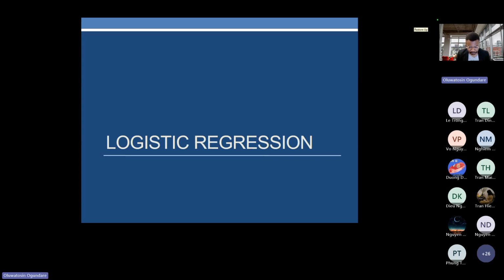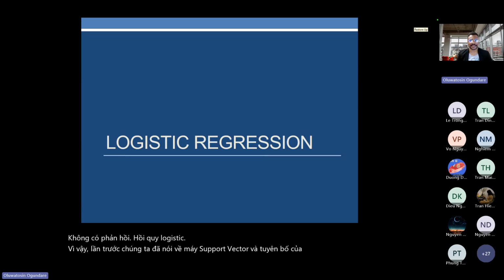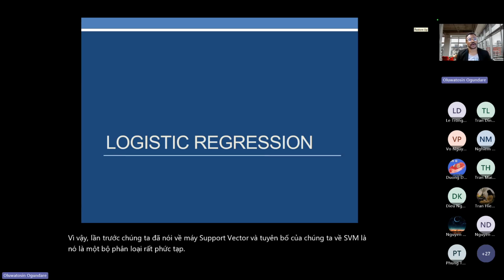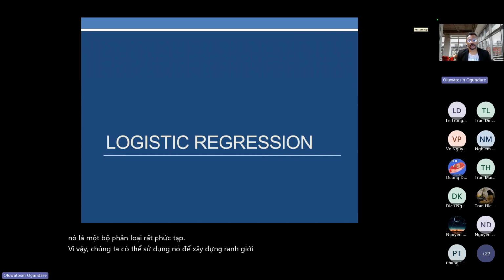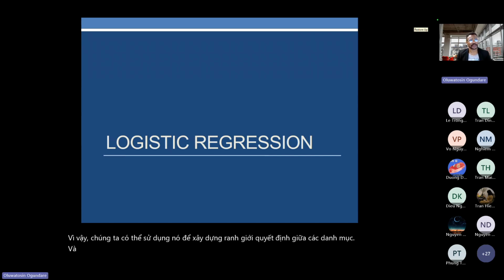Okay. No feedback. Logistic regression. So last time we talked about support vector machines, and our statement on SVM is that it's a very sophisticated classifier. We can use it to construct decision boundaries between categories. And once you have multiple categories and you're looking for a classifier, you should strongly consider SVM. But SVM is not the only classifier.